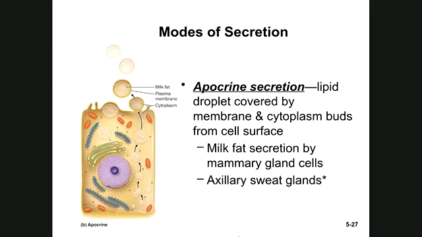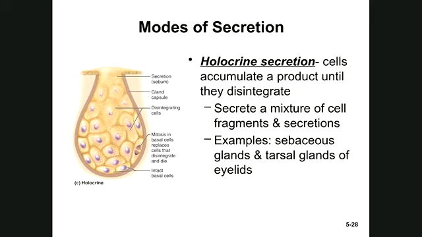And the last type of secretion is called holocrine secretion. In the holocrine secretion, we have accumulation of secretory product in the cell, and this secretory product increases. After that, our cell ruptures and all the secretion is released. We have it in the sebaceous gland and the tarsal gland in our eyelids.